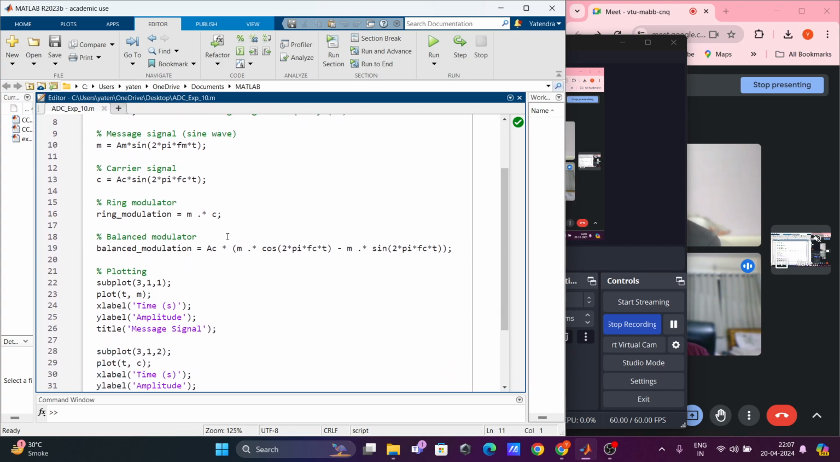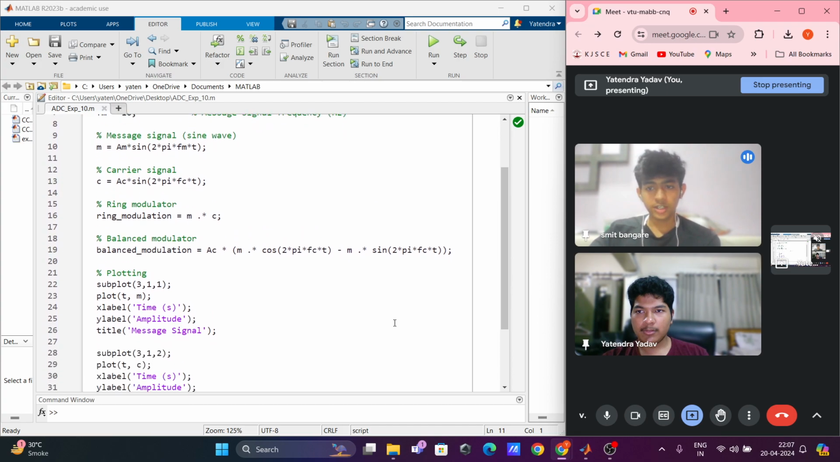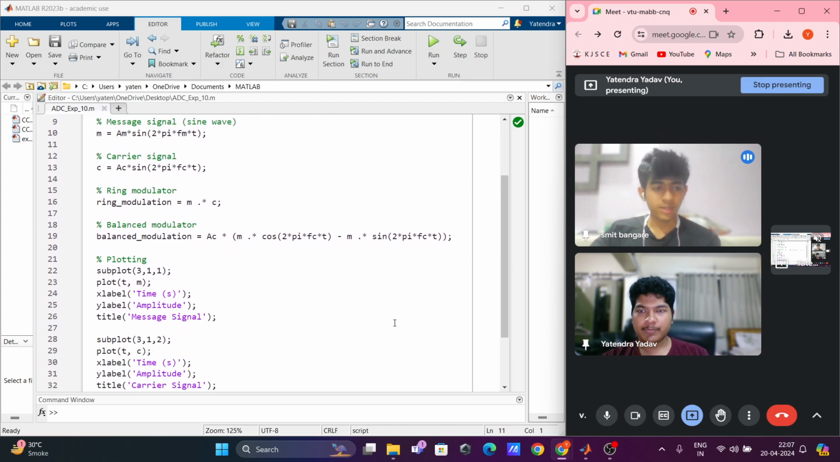So moving on, Smith, you can take over from here. Now I'll explain how the signals are generated. We will create the message signal m using a simple sine wave with frequency fm, and similarly we'll create the carrier signal c, also using a sine wave with frequency fc.